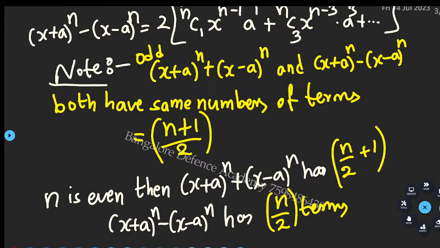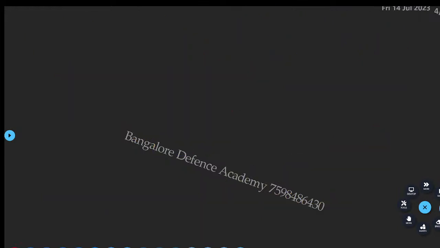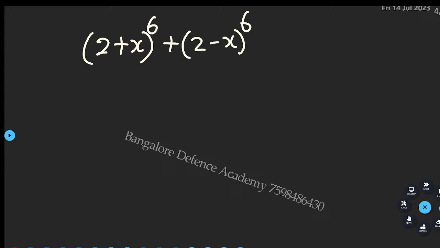So this is the theory part. Yesterday I didn't teach you this, means I taught you, but I didn't give you this kind of formulas because it will confuse you. Okay, ready? Now for example, if I give you this question, imagine 2 plus x to the power of 6 plus 2 minus x to the power of 6. Now the question is, find how many terms we have.